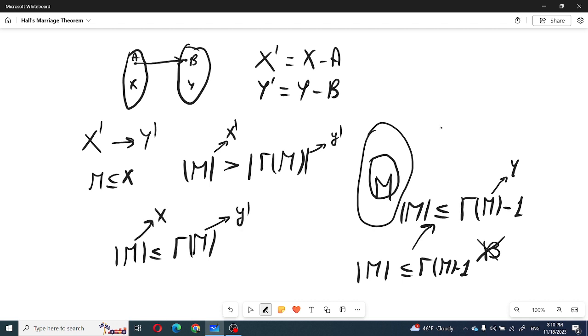Now we can apply the induction to X prime and Y prime once again, and plus connecting A and B, then we can get the perfect matching from X to Y.